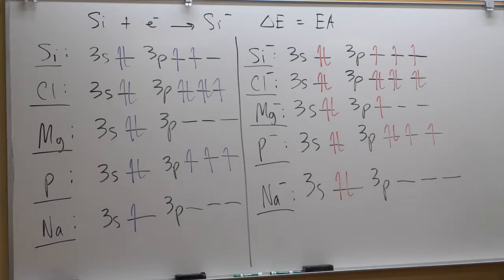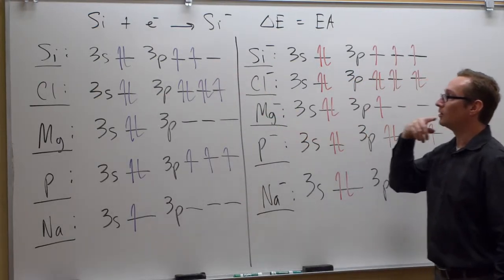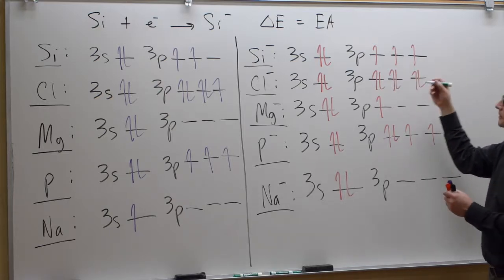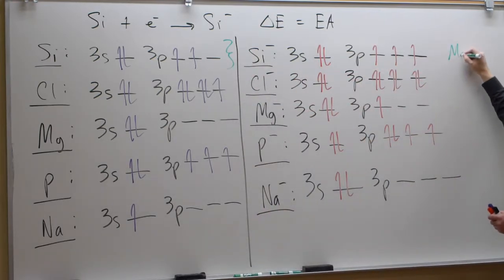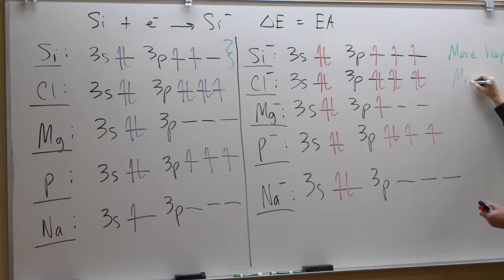All right. So is silicon gaining an electron going to make it happier, or is it going to make silicon less happy? It's going to make it more happy. Because silicon, when it gains an electron, this is more happy. Chlorine gaining an electron. Is that going to make chlorine more or less happy? It's going to make it more happy because all of a sudden again, oh hey, I get a full shell now. So again, more happy.